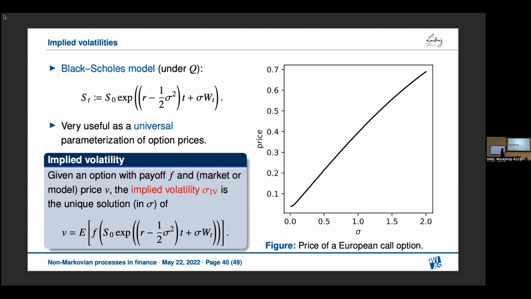So what you can do is, if I have an option with a certain market price mu, or maybe model price, if I have a sophisticated pricing model. So I have an option with a certain price, and then I can re-express this price in terms of what is known as implied volatility. And the implied volatility is the solution to the equation here, where on the one side you have the price of the option, on the other side you have the Black-Scholes price of the same option.